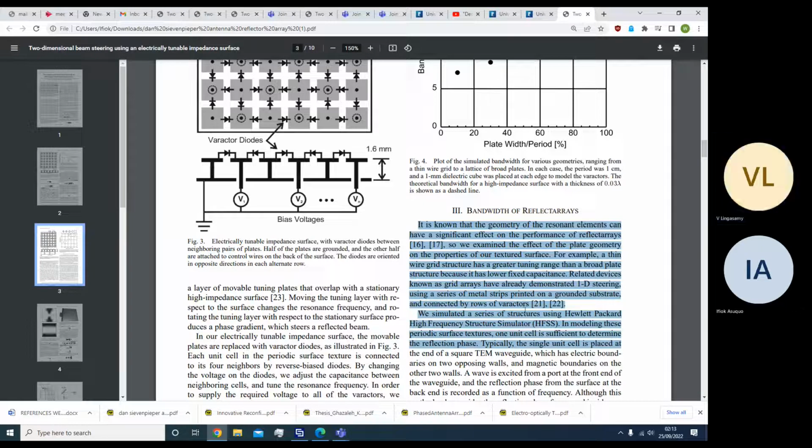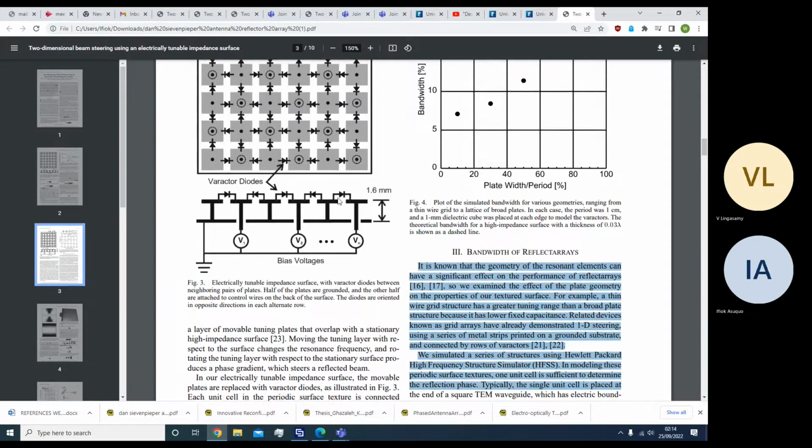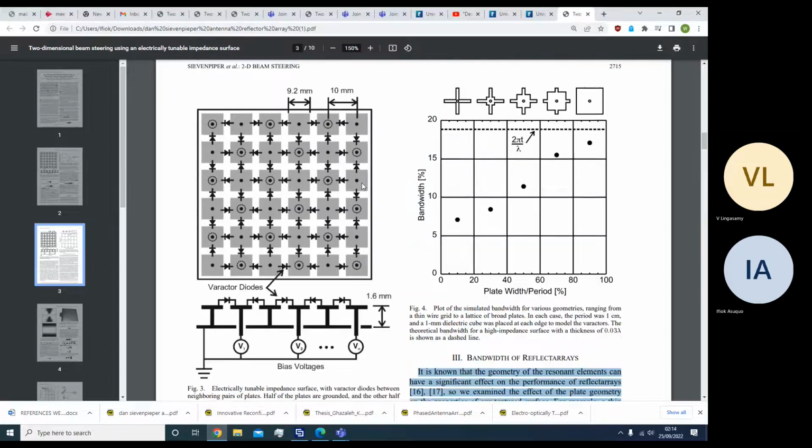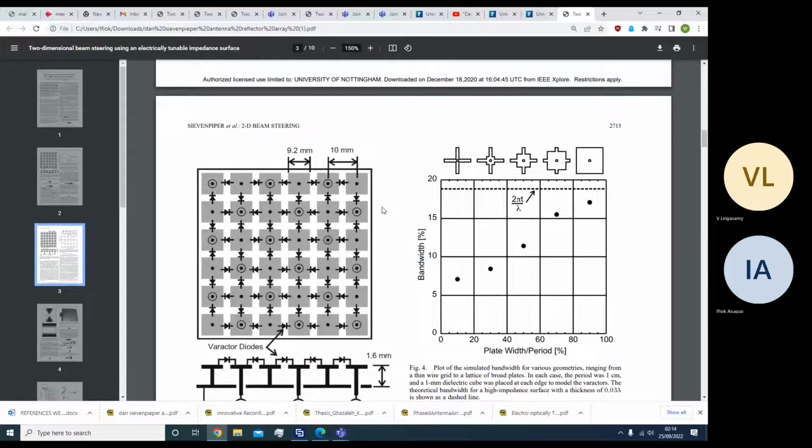We simulated a series of structures using HFSS. In modeling this periodic structure, one unit cell is sufficient to determine the reflection phase. That's why I bring up that one unit cell. So maybe they are just trying different structures, one unit cell, but not this one, because this is a practical demonstration, not a simulation. I said this is practical. This is not simulation, right?